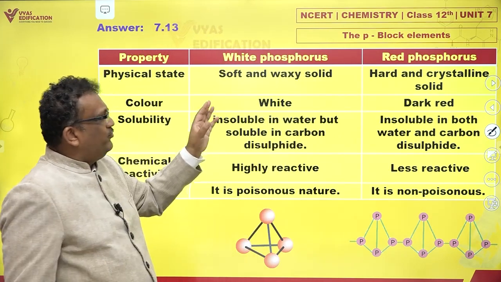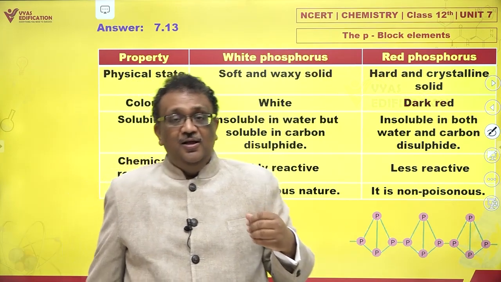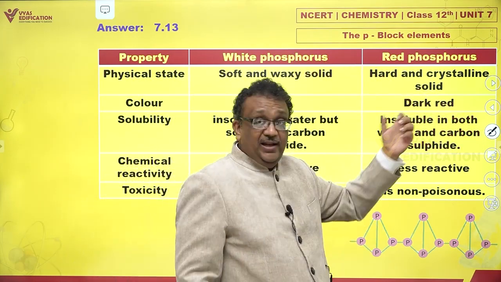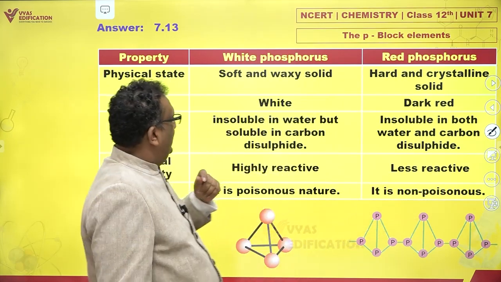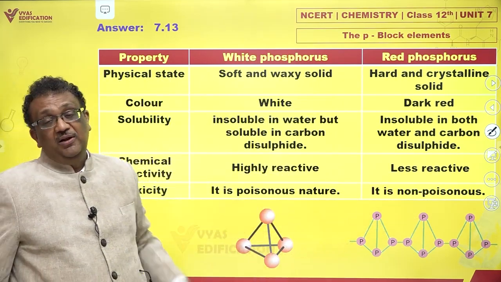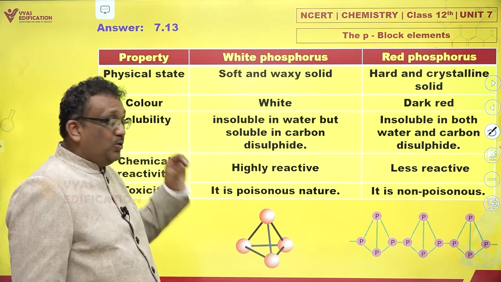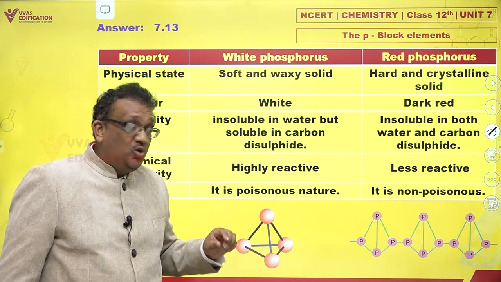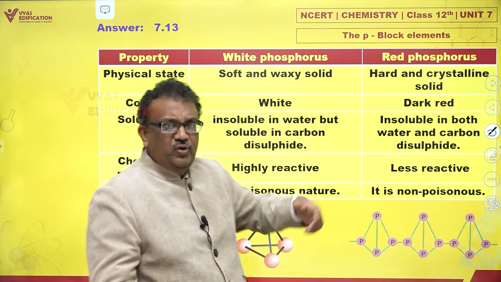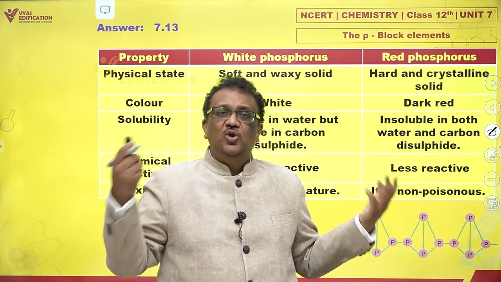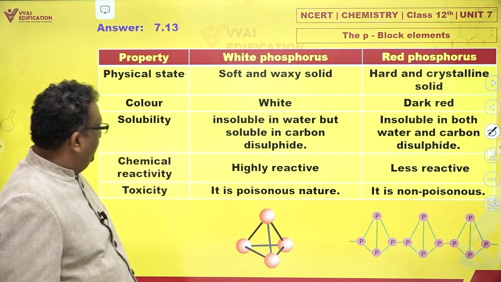Also, white phosphorus is a soft, waxy solid. Red phosphorus is relatively harder. Hard doesn't mean it is as good as iron, no. It is harder than white phosphorus, it is more crystalline. Both of them are insoluble in water because they are not polar. But because white phosphorus has small discrete molecules, it can dissolve in carbon disulfide, which is also a non-polar solvent. Red phosphorus is a polymer, and polymers don't dissolve in anything, so it is insoluble in carbon disulfide also.